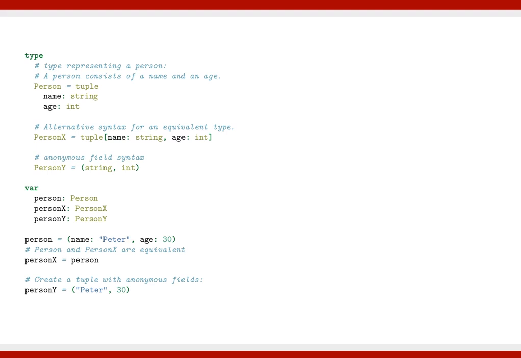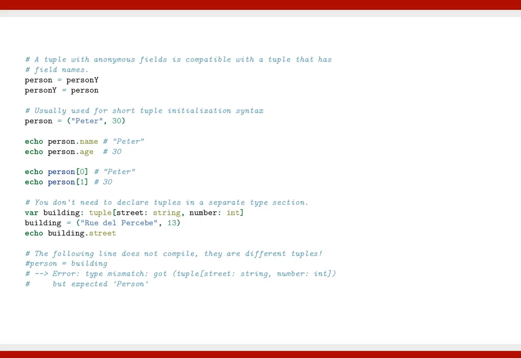# Person and PersonX are equivalent. personX = person. # Create a tuple with anonymous fields. personY = ("Peter", 30). # A tuple with anonymous fields is compatible with a tuple that has field names. person = personY. personY = person. # Usually used for short tuple initialization syntax. person = ("Peter", 30). echo person.name # Peter. echo person.age # 30. echo person[0] # Peter. echo person[1] # 30.